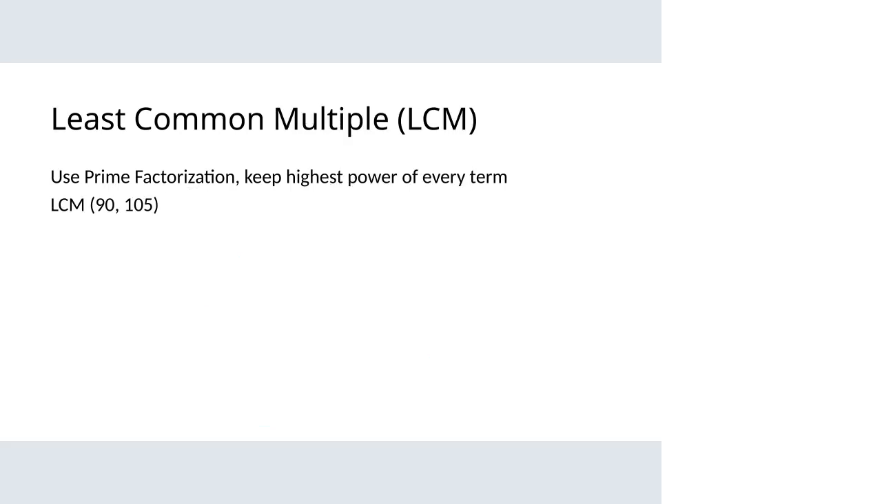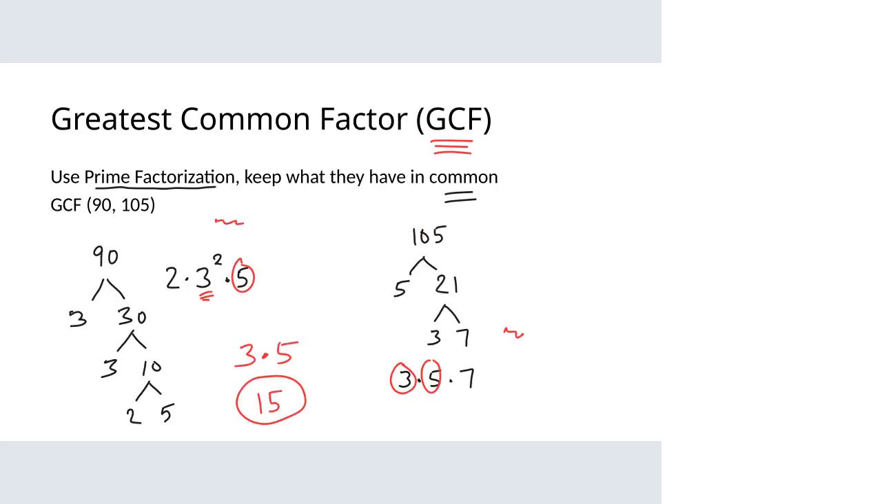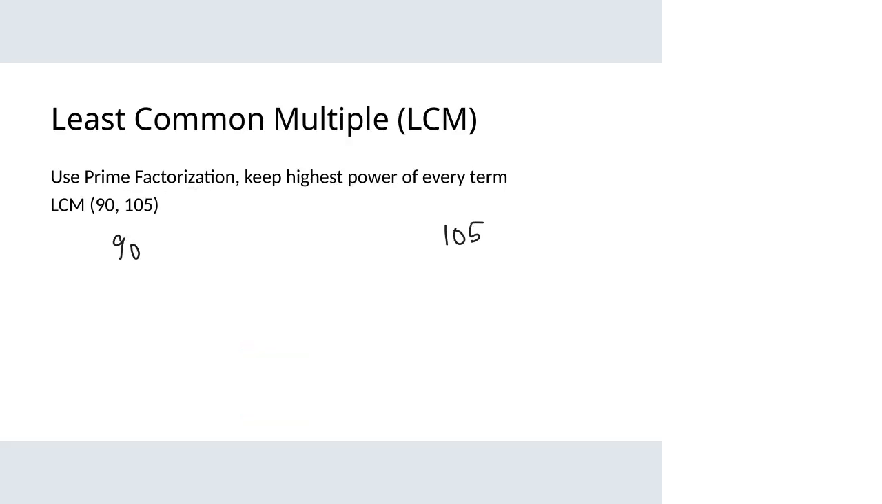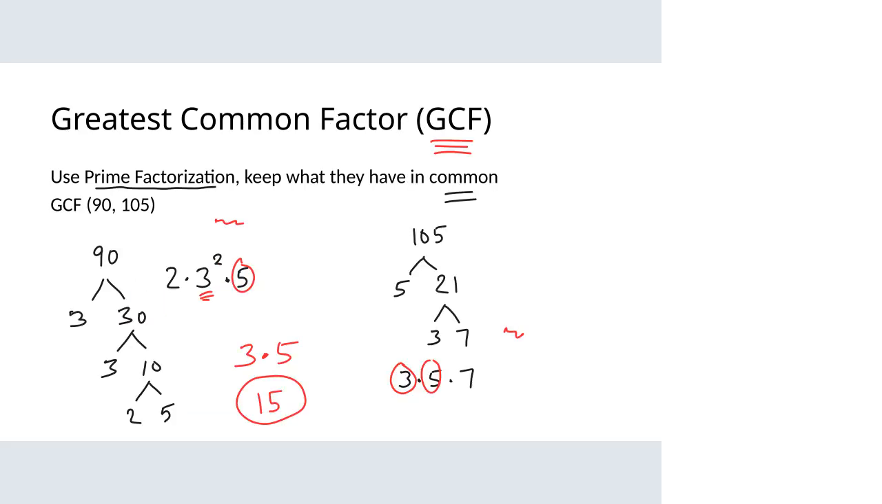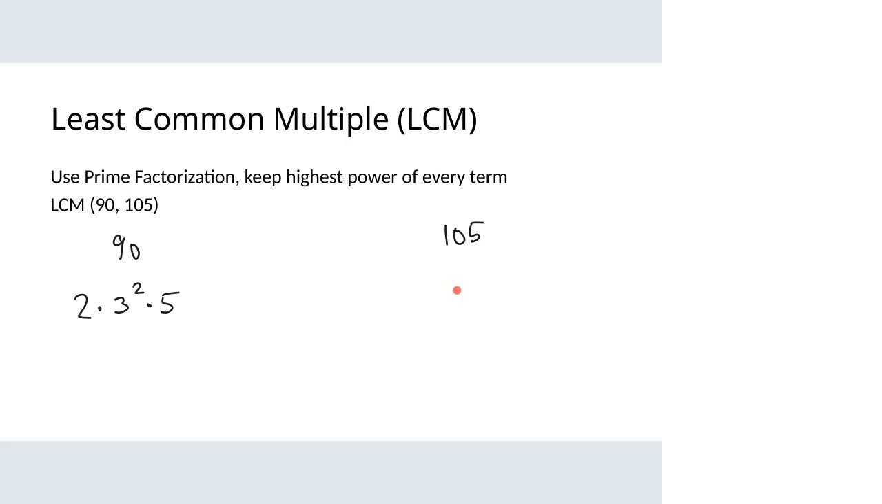Least common multiple, those same two numbers, 90 and 105. Again, we would find our prime factorization of 90 and our prime factorization of 105. Since we already have those, I'll just go back here and steal them. 2 times 3 squared times 5. And 3 times 5 times 7. When we're finding least common multiple, instead of looking for the overlap, we want to keep the highest power of everything. This is like union. We want to keep everything, and we want to keep the highest power of it.